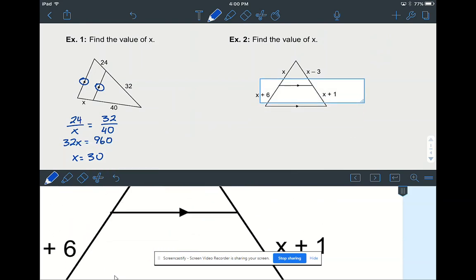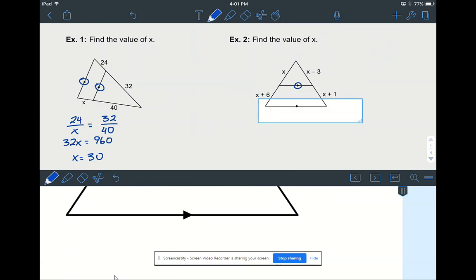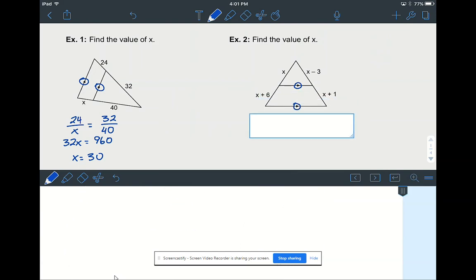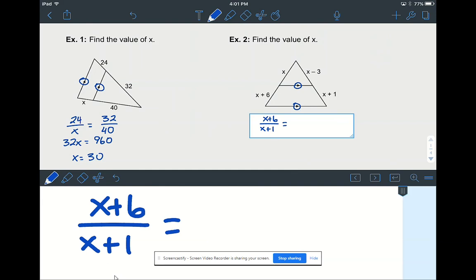Okay, over here, once again, we've got those parallel lines. And I am going to go left to right this time. So I'm going to do x plus 6 over x plus 1. So I'm going to do the bottom left to the bottom right side. And I'm going to go back to the top left. So x over x minus 3.